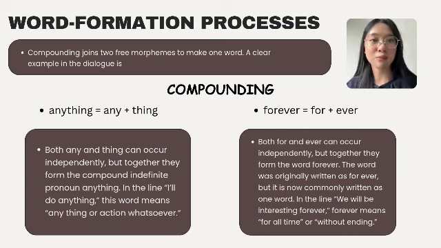Now let's move to the next subtopic, which is compounding. Compounding is when two morphemes join together to make one word. Here I have attached two examples, which are "anything" and "forever". For "anything", there are two words, "any" and "thing". Both can occur independently, but together they form the compound indefinite pronoun "anything". In the line "I will do anything", this word means anything or any action whatsoever. The same goes for "forever", which is "for" plus "ever".